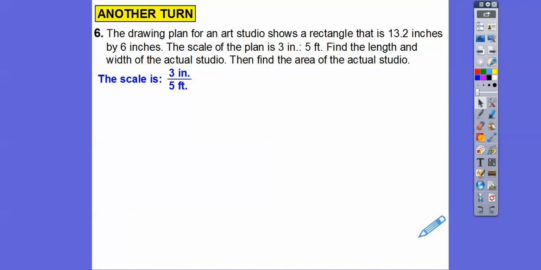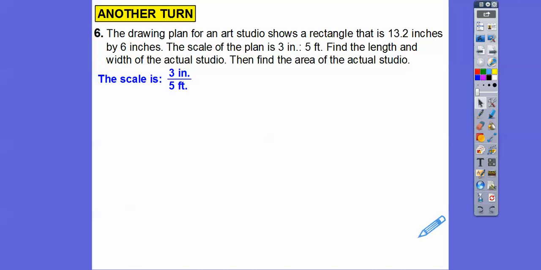The drawing plan for an art studio shows a rectangle that is 13.2 inches by 6 inches. The scale of the plan is 3 inches to 5 feet. So I have that right there in blue. Find the length and the width of the actual studio. Then find the area of the actual studio.